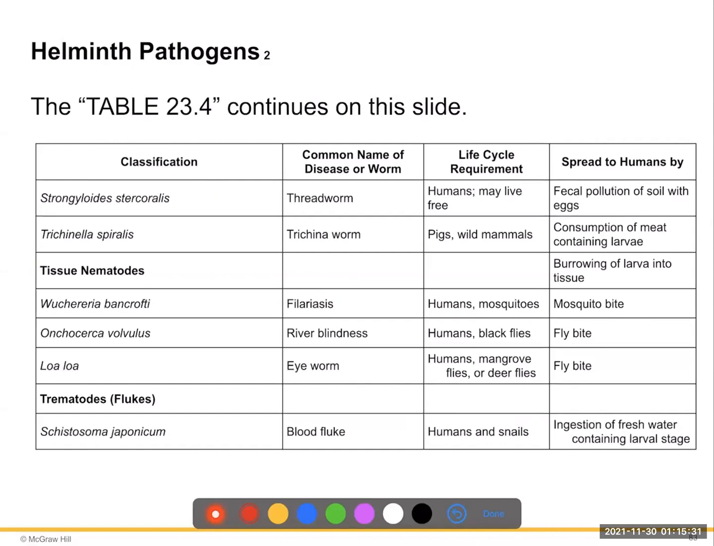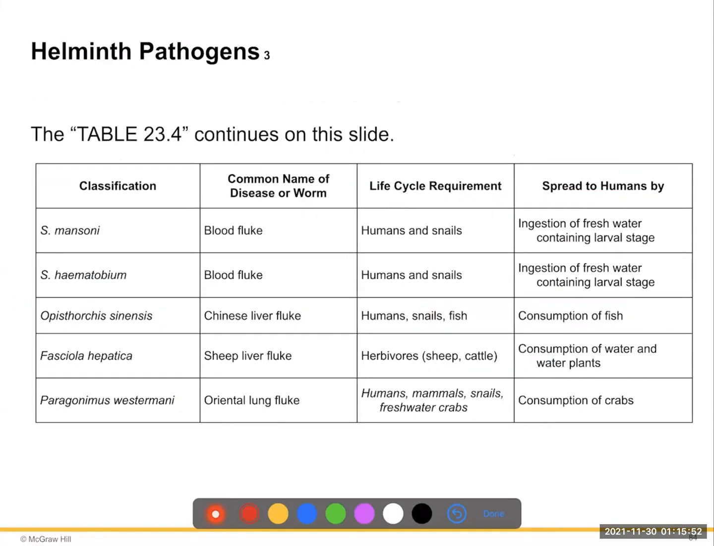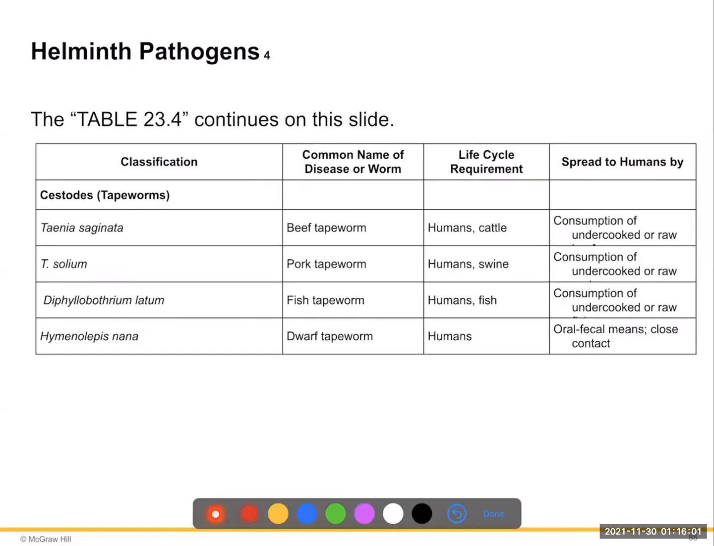This is trying to think of this. We'll come back to it. Filariasis in humans is spread by mosquito bites and by fly bites. Okay, fecal pollution of soil with eggs, by the threadworm. All right. And the same thing continues here. It shows you the diseases, the lifestyle requirements, and how it's spread to humans. And again, we'll go through all these as we go along.